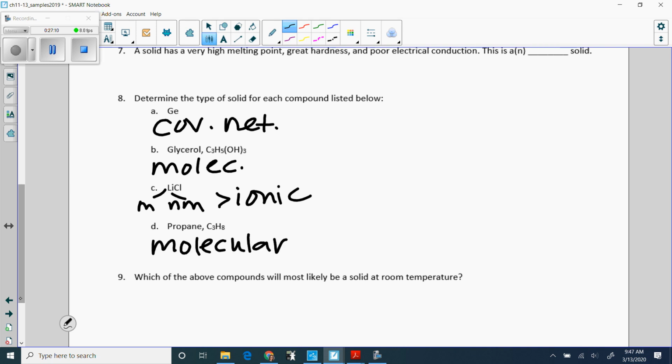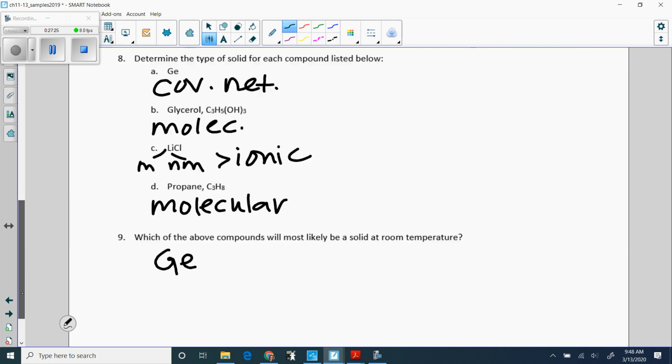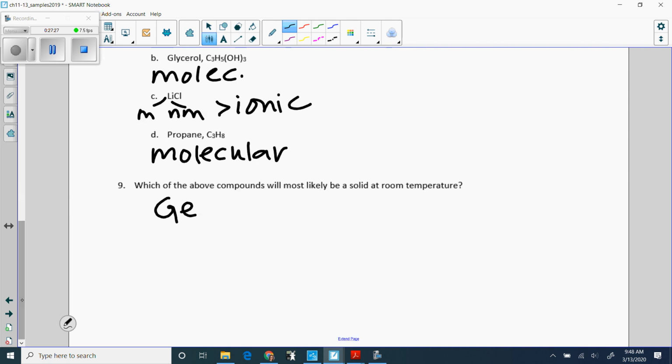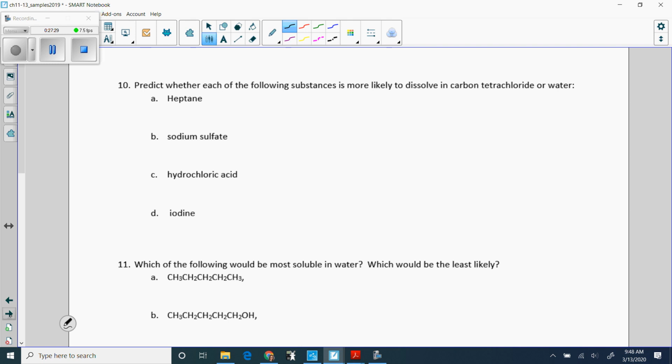Okay, but then what's the question? Which of the above compounds will most likely be a solid? Solid means strongest. They're stuck. Germanium. Okay, it was close. It had G in it.